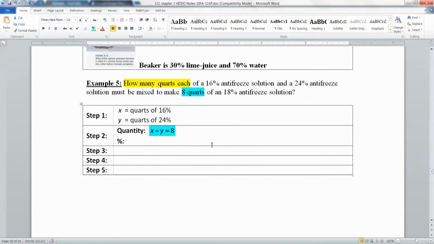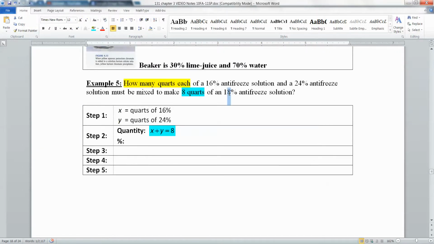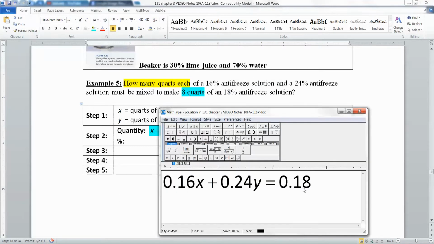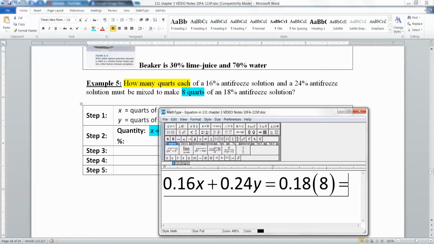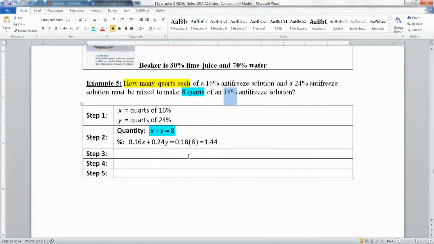But down here in the mixture one, they didn't give us a dollar amount. They didn't say you'll have 7 quarts when you're done. It says you want 18%, but it's 18% of 8. So you're going to have to multiply by 8, which, by the way, if you do that, 0.18 times 8, you get 1.44. That right there is the problem that most students make with this.